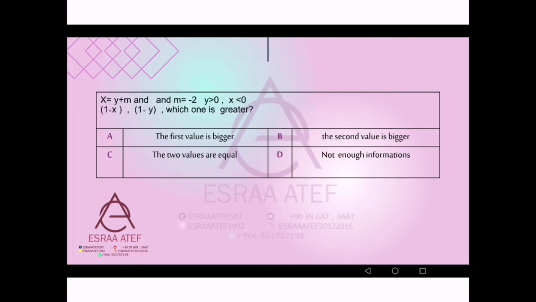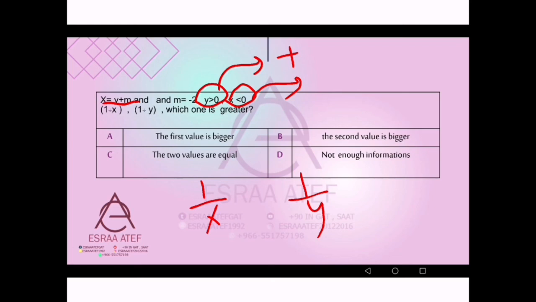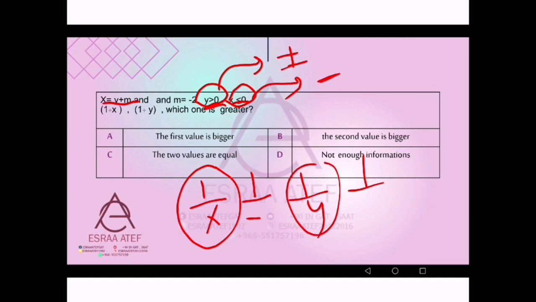Next one here, he said that we have an equation, and he said that y is bigger than 0 and x is less than 0. So which one is bigger, 1 over x or 1 over y? Since y is bigger than 0, it is positive, and since x is less than 0, it is negative. So here it will be 1 over any negative number, and here 1 over any positive number. So which one is bigger? Exactly, 1 over y.